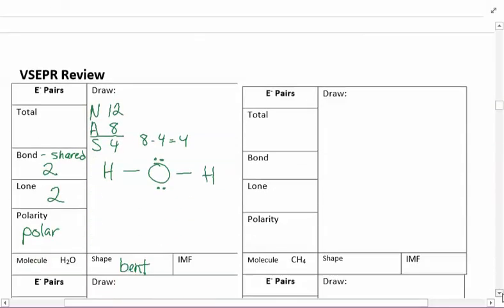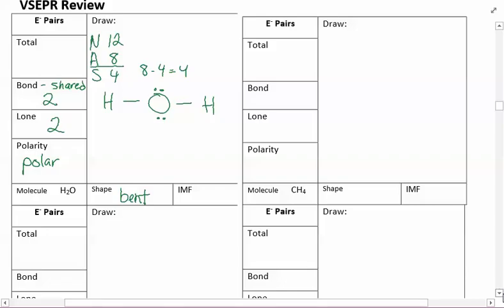So what I'd like you to do is fill in these 6 examples. Again, don't cross out IMF, just leave this for later. We're going to come back to that at a later time. Okay, so you can get started.